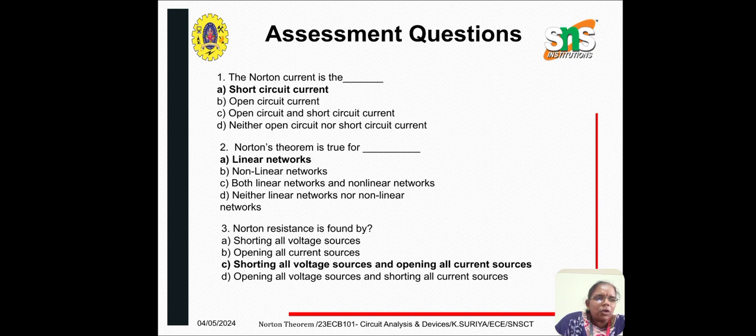And the next one is Norton's resistance is found by, yes, the answer is shorting all the voltage sources and open circuiting all the current sources.